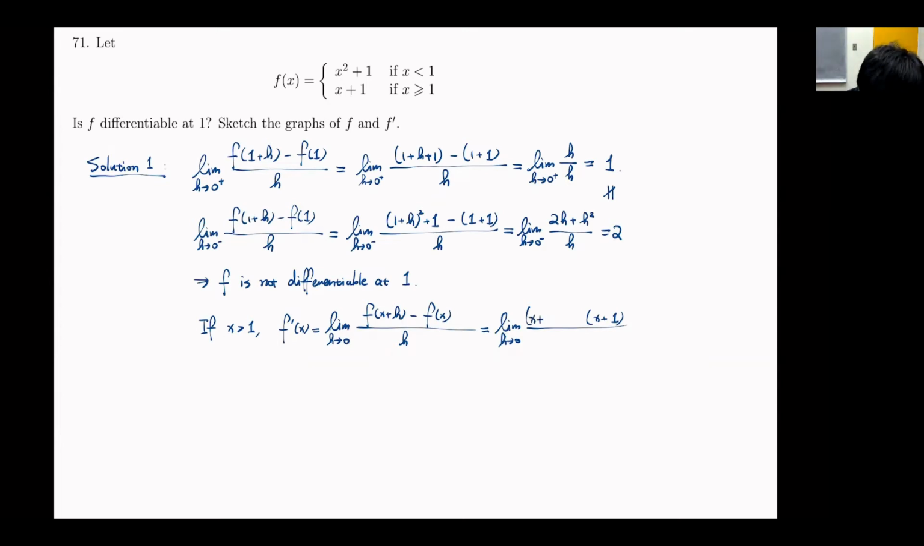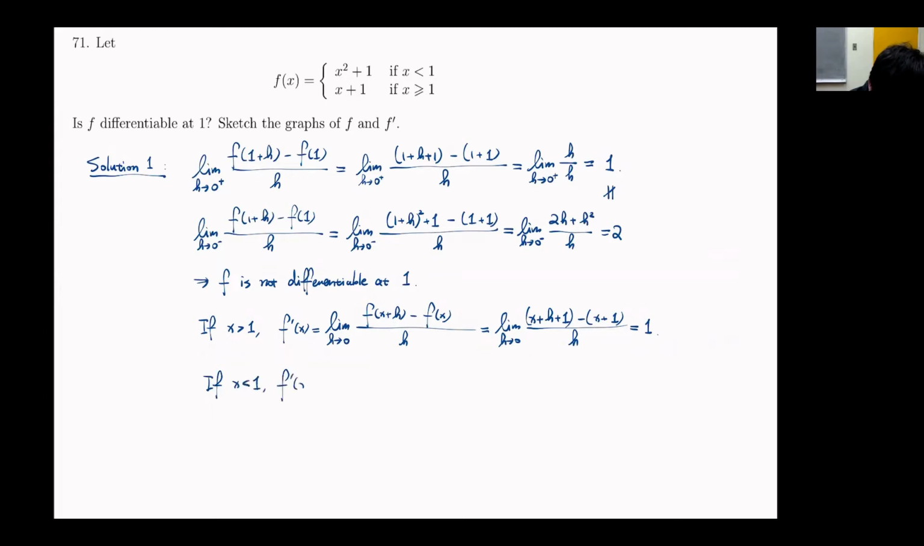What you get is x plus h plus 1. Okay, so then I will skip the computation. So at the end of the day, what you will get is precisely 1. So it's a constant. So this tells me that f prime of x is a constant function when x is strictly greater than 1.